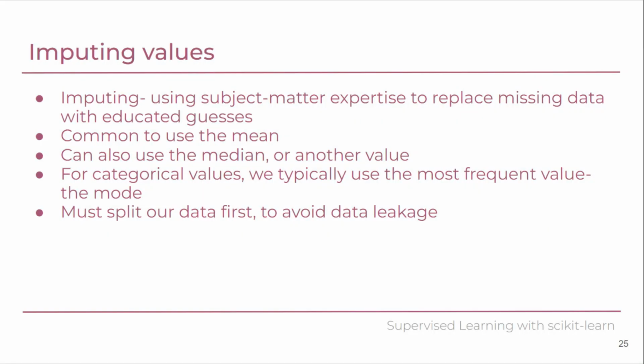Another option is to impute missing data. This means making an educated guess as to what the missing values could be. We can impute the mean of all non-missing entries for a given feature. We can also use other values like the median. For categorical values we commonly impute the most frequent value. Note we must split our data before imputing to avoid leaking test set information to our model, a concept known as data leakage.